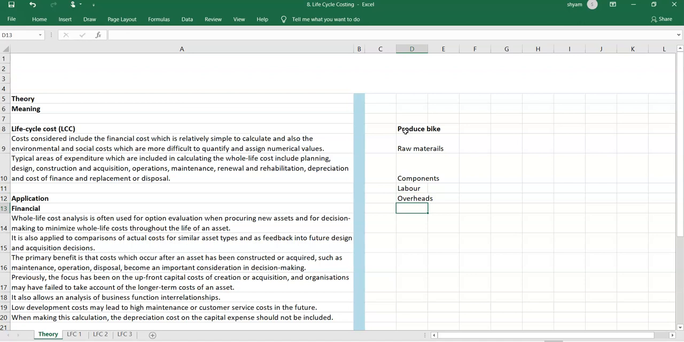And if you're going to consider not only the production but also the sale of the bike, there are some more expenses which are involved. For example, distribution expense, or selling expense, or sales commission, or advertisement, right? So these are the normal costs we consider.